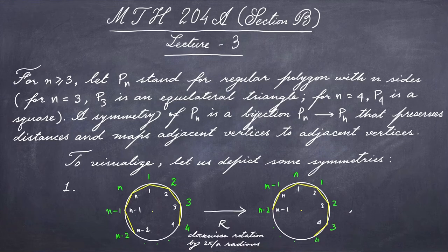This is the third lecture of the course MTH 204A for section B. In this lecture, we will talk about dihedral groups. The dihedral groups are the groups of symmetries of regular polygons.